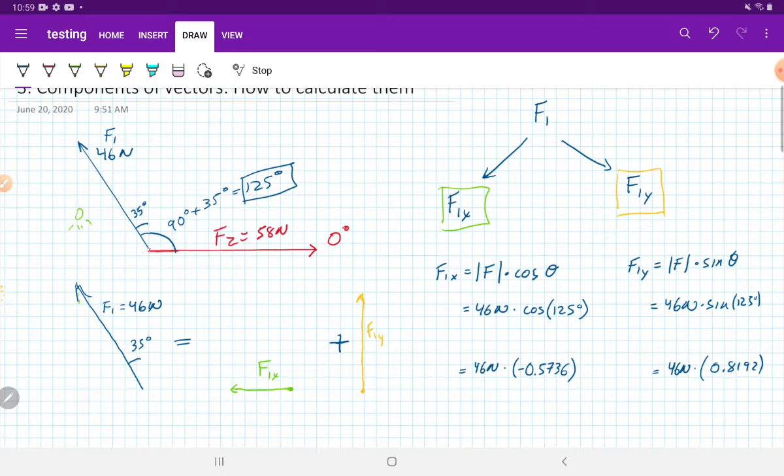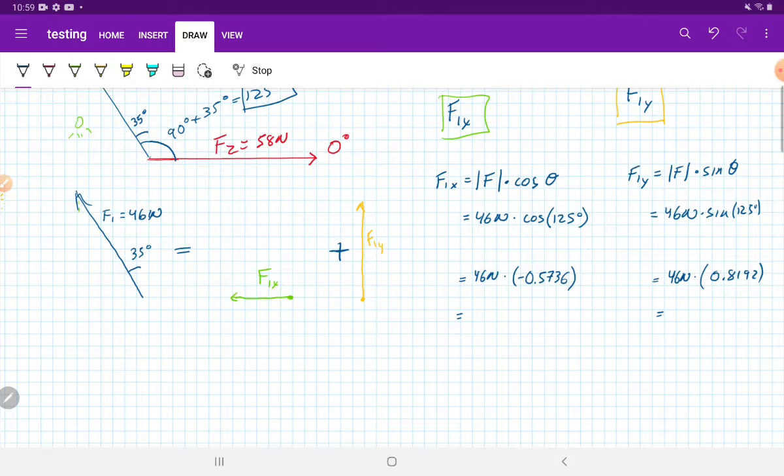8192. Okay. Let's do it. Now, when I do that calculation, times 46 equals, in this one I get 37.68 newtons. And when I do this one, I end up with minus 26.38 newtons. Okay?